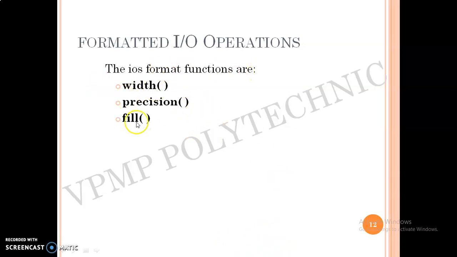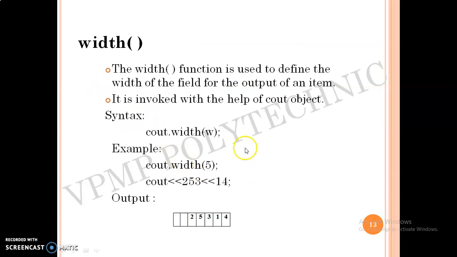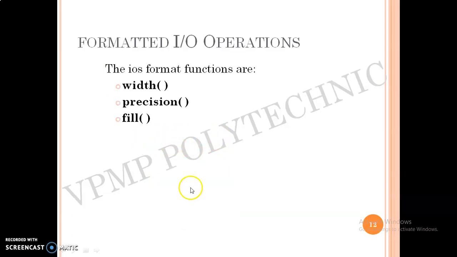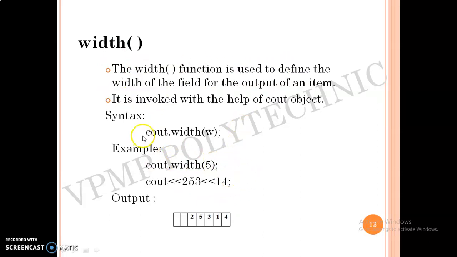Now the formatted input output operation. Whenever we are talking about the formatted input output operation, the format functions are width, precision and fill. Width, you can see here, this is the syntax for the width function. This width function is part of your formatted input output operation. And this is the syntax that we are using here. How we can use that, I will show you here.